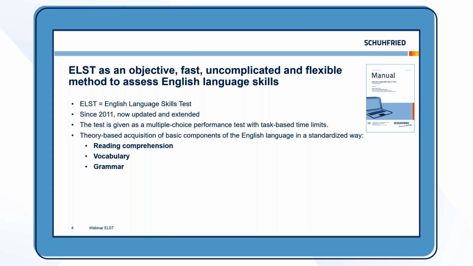It is a multiple choice performance test with 3 subtests and a time limit per item. The 3 subtests enable a standardized and therefore objective assessment of 3 basic components of the English language, which are reading comprehension, vocabulary, and grammar. How are these competencies measured? Let's have a look at these tasks together and maybe imagine a sales representative and think about why these language skills could be relevant for him.